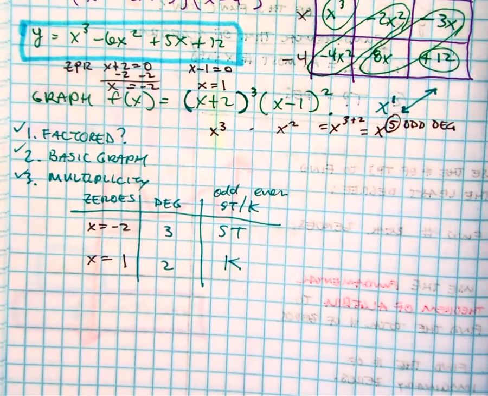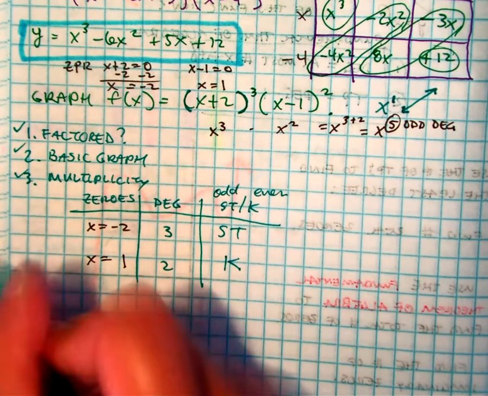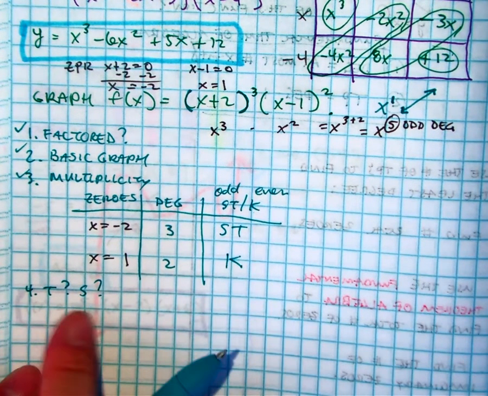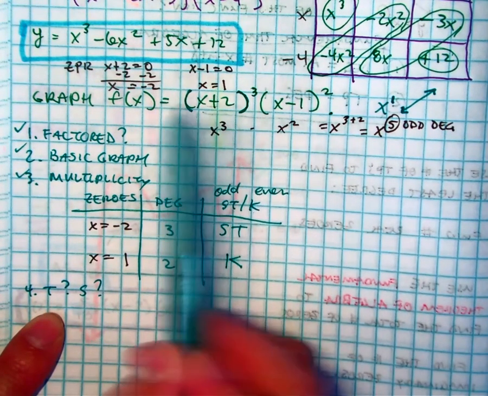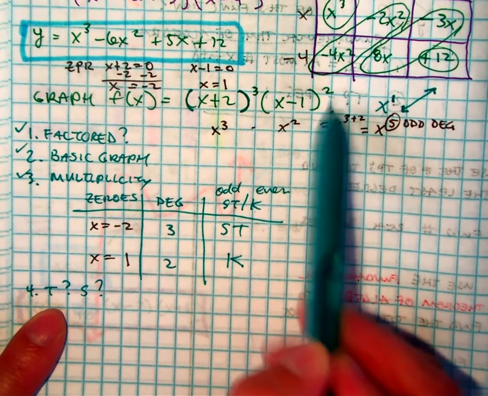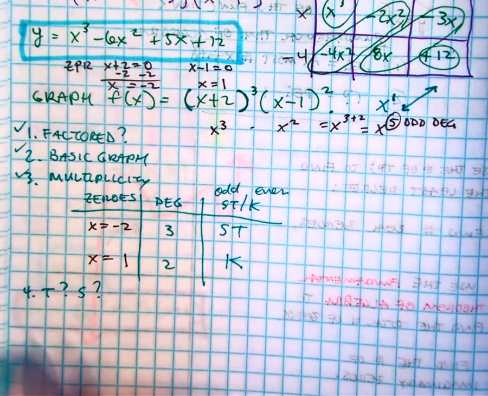Step number 4. Edwin. In our lessons, we're not going to have transformations or shifts. What are those? Those are if there is something in front of the factored form, or a constant like plus 6 or minus 3. And then, Edwin, number 5.